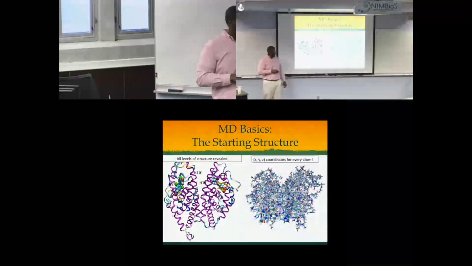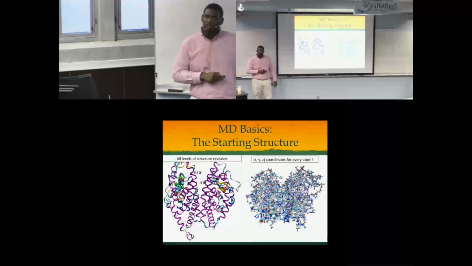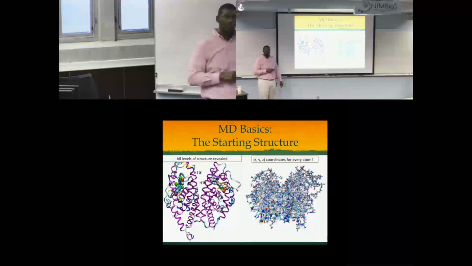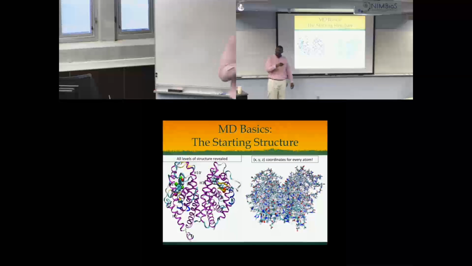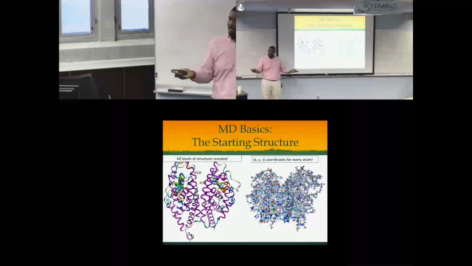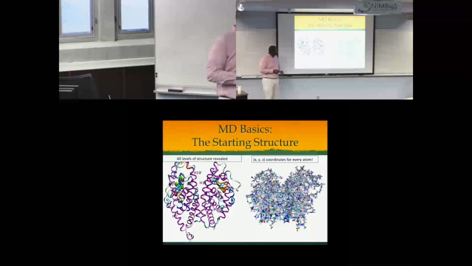What it really looks like is something like this. It's an all-atom depiction of this protein. It's got every single atom shown here. You can see the greens are carbons, blues are nitrogens, and the reds are oxygen. Mostly it's green, right? Because we are carbon-based life forms.